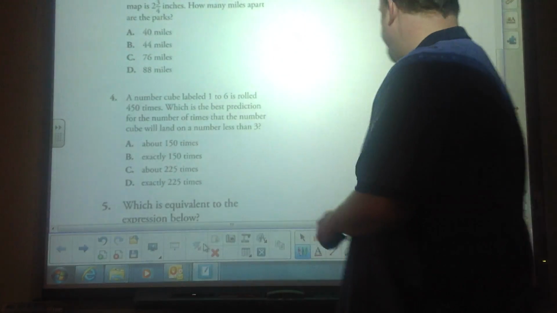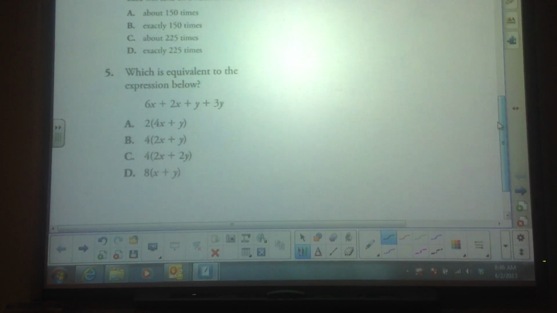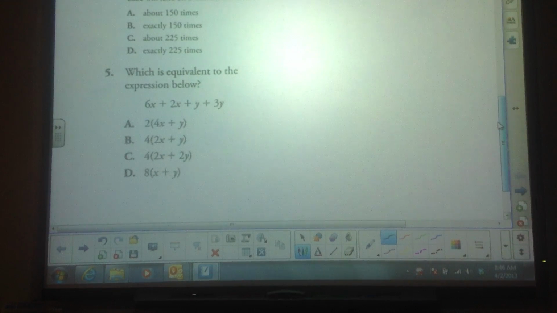Number 4. A number cube labeled 1 through 6 is rolled 450 times. Which is the best prediction for the number of times that the number cube will land on a number less than 3? Well, first of all, we have to figure out the probability of rolling less than 3, and then make a proportion and compare that to 450.